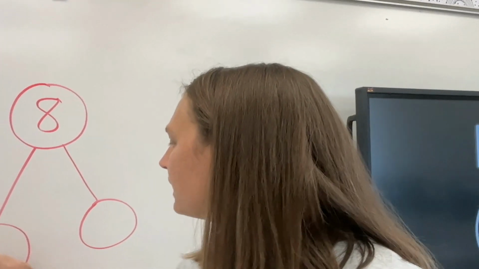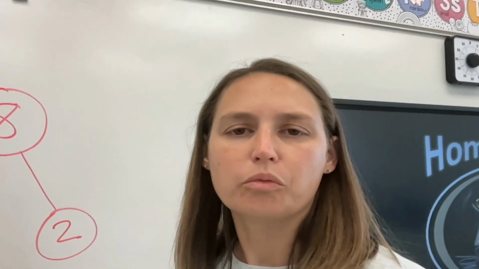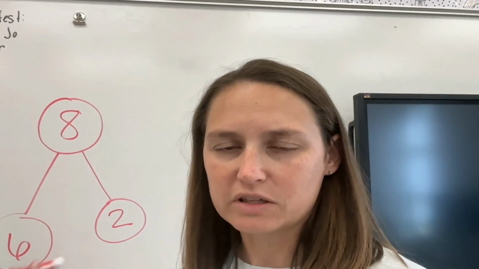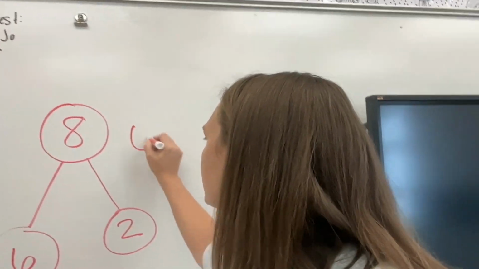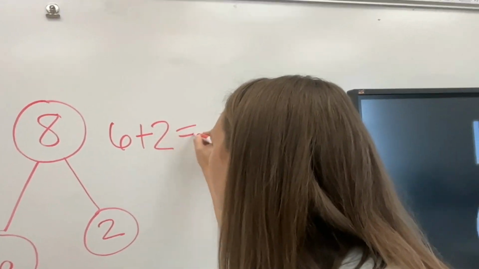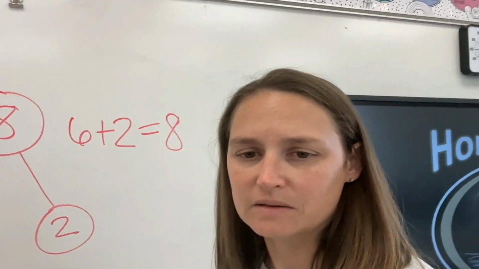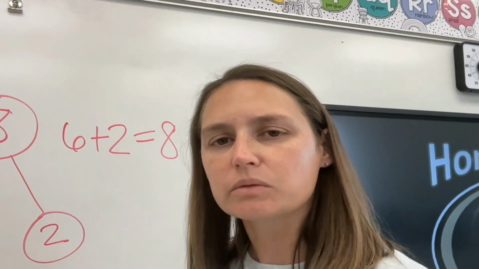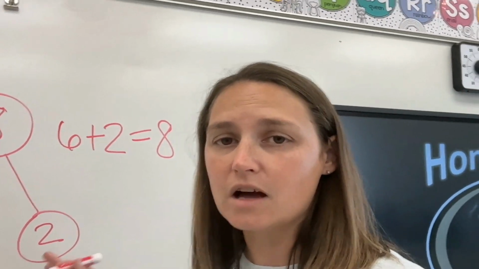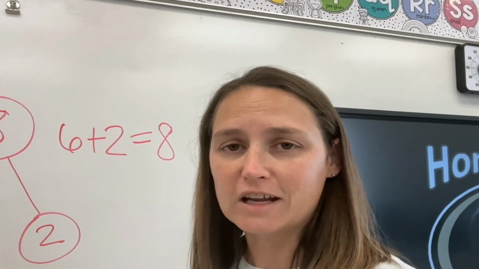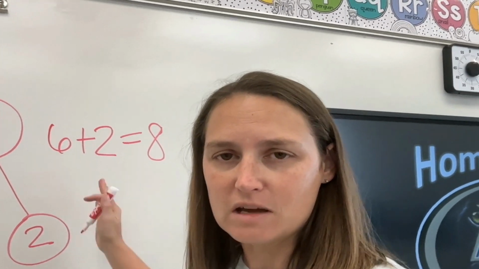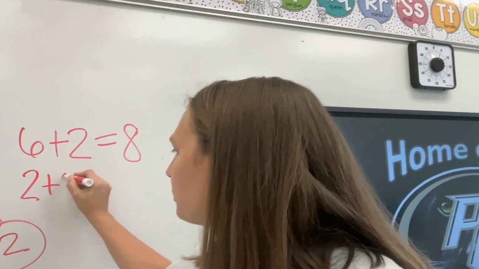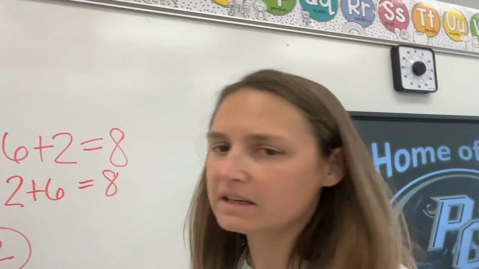So if I had 6 and 2 as my two numbers, I'm going to write a number sentence with 6 plus 2 equals 8. Now, the commutative property of addition says that I can swap my numbers around and they'll still make the same thing, as long as I don't change my whole number. So in other words, I can do 2 plus 6 equals 8.